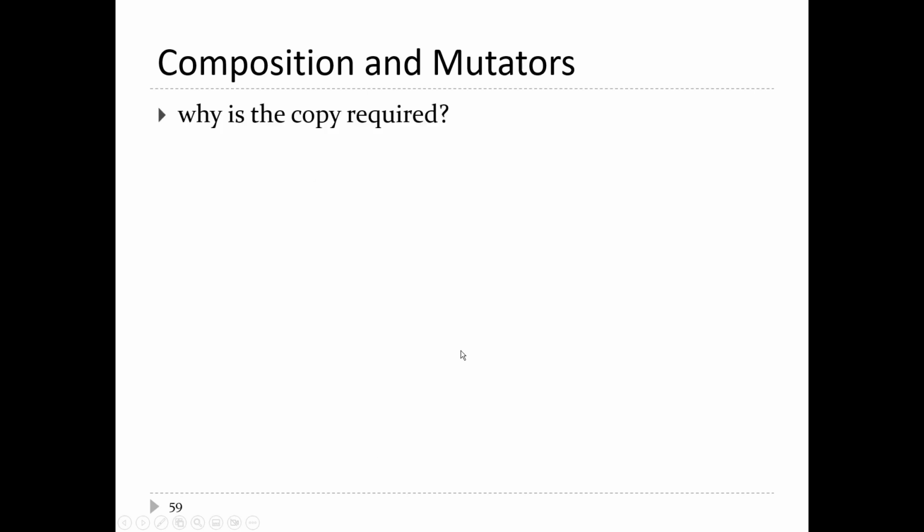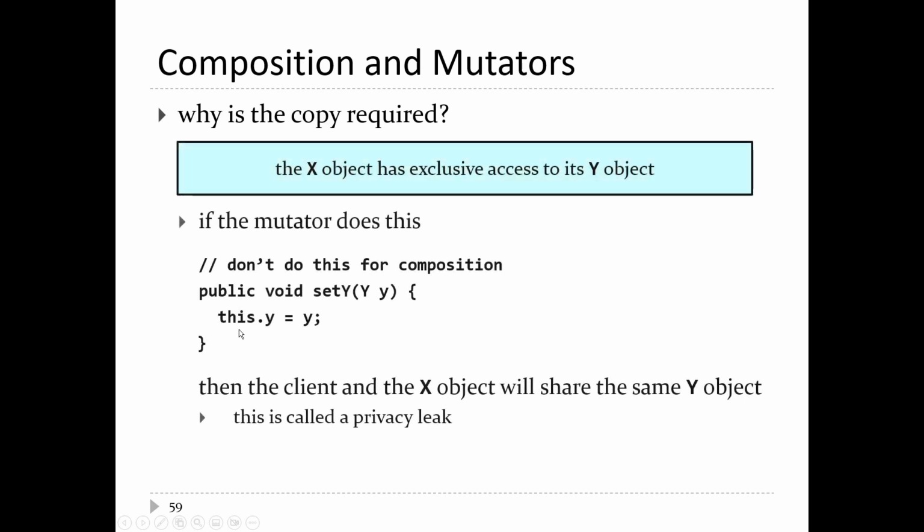Why is the copy required? Because if you simply write this.y equals y, then you're saying your internal Y object is the same object that was passed in by the caller. So now the caller and the X object share the same Y object, and again, you have a privacy leak.